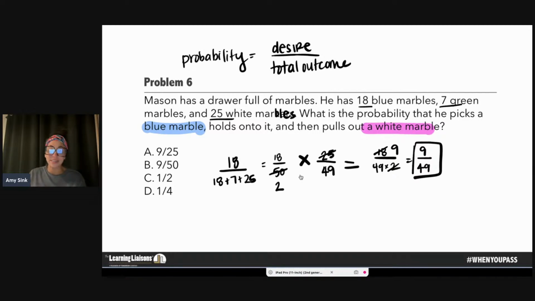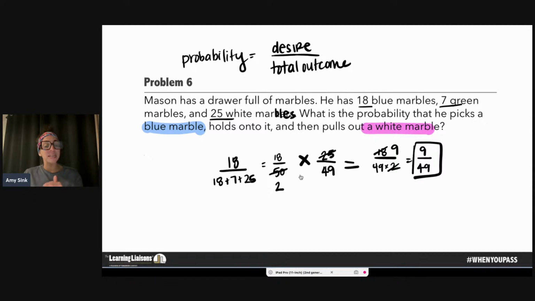And I know exactly what happened here. When I was building these answer choices, I built them for replacement, not non-replacement. So I built them so that I am putting that blue marble back in the bag and then pulling the white marble out, which would then be 9 out of 50. But in this case, it's not 9 out of 50, because I'm not replacing that blue marble. I'm holding on to it. And so that's why it's 9 out of 49.